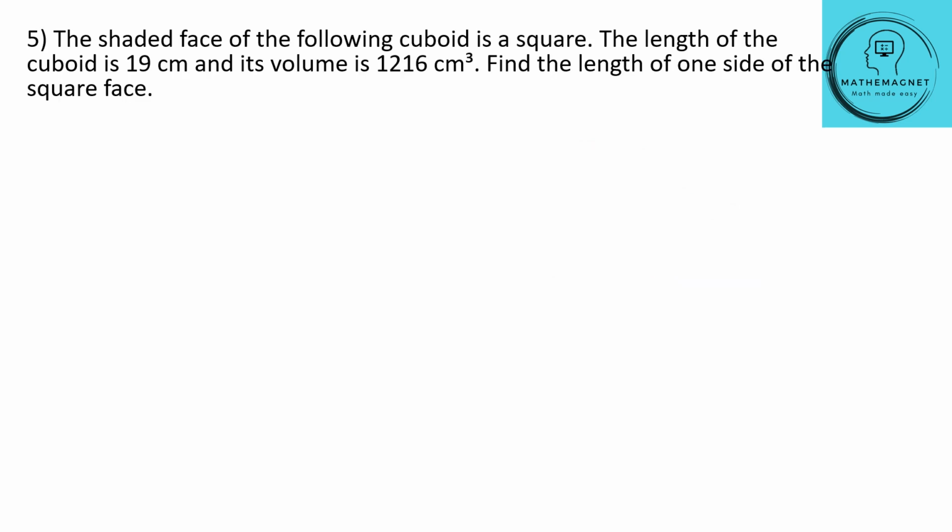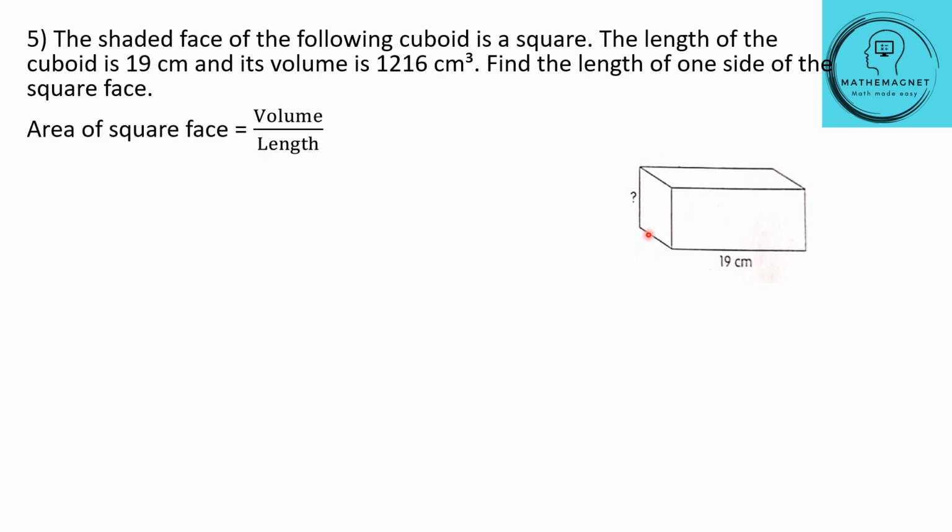Question number 5. The shaded face of the following cuboid is a square. The length of the cuboid is 19 centimeter and its volume is 1216 centimeters cube. Find the length of one side of the square face. Now this is the figure that is given. Here they are given the length of the cuboid as 19 centimeters and they have given us the volume. Now they are saying this face is a square, which means all the sides are equal and they want us to find the length of one side.